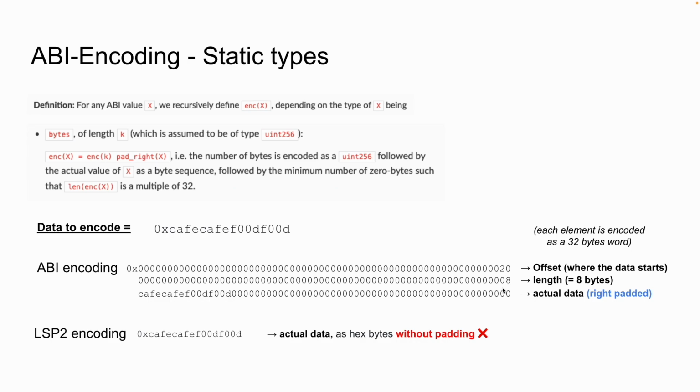So the first thing to understand for the ABI encoding for the bytes type is that it's always offset plus length plus the actual data, and also what is important to note is that bytes is always right padded. In comparison, with LSP2 encoding, the encoding for the static type is different. It's simply the actual data as bytes without any padding. So it's the data as it is. There's no 32 bytes word for the offset, no word for the length, it's just the plain data as arbitrary bytes as it is.